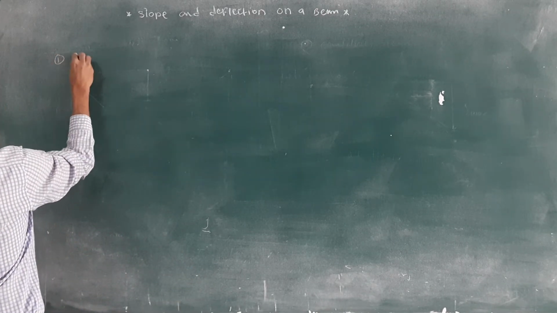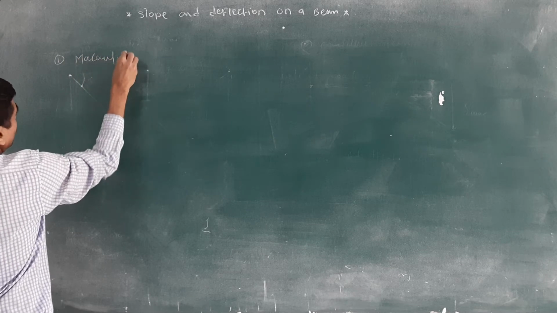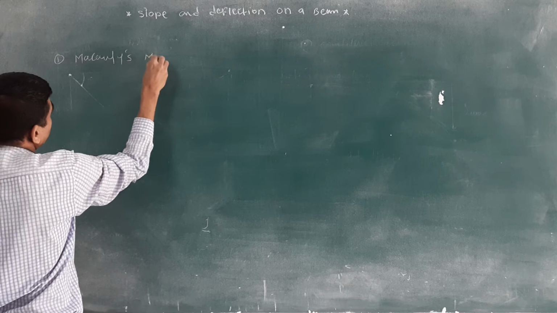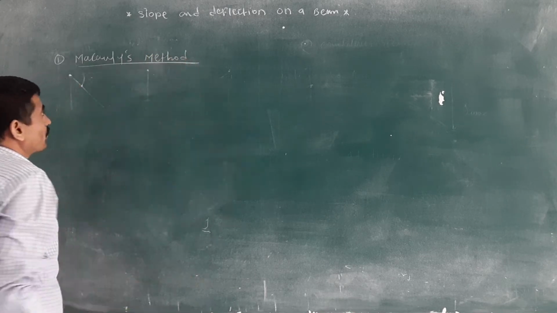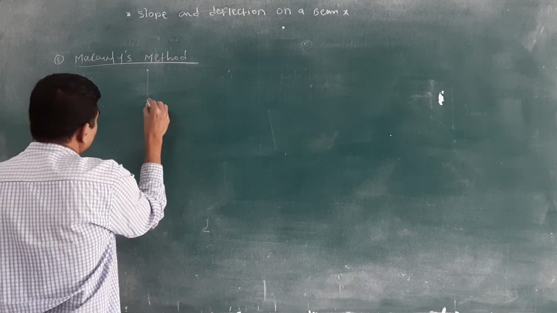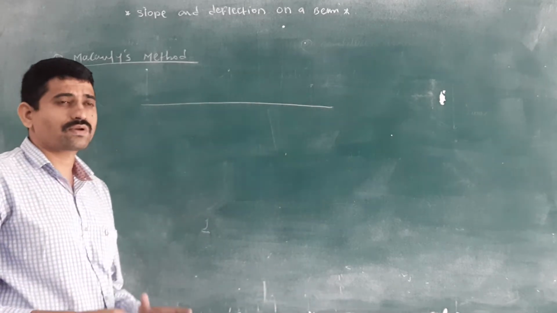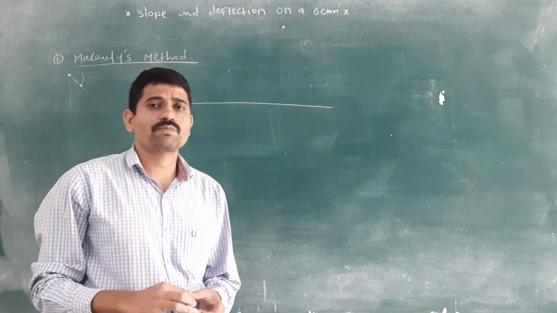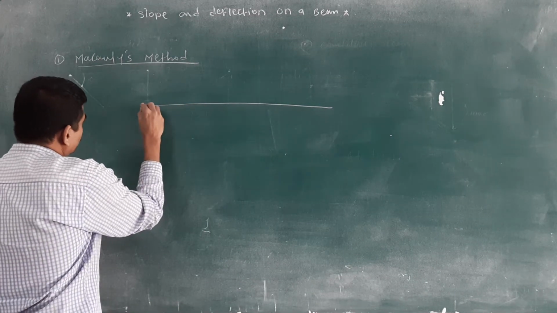Macaulay's method is used to find out the slope and deflection value. I will consider here a simply supported beam. I will explain the steps. You have to remember the steps. With the help of those steps, easily you can solve the given numerical.